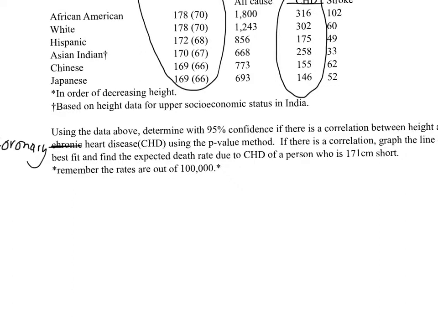So let's start by stating our hypotheses. The null hypothesis is that rho equals 0, and our alternative is that rho does not equal 0.